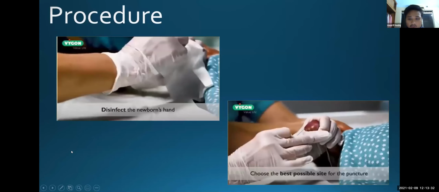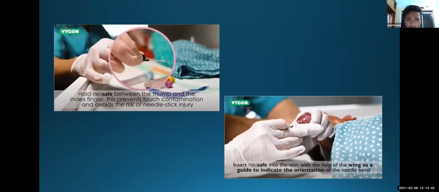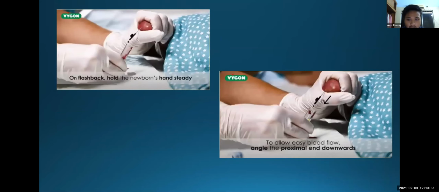Okay. So this is the procedure that I've cut from the video, step by step. Start with disinfecting the hand, and then how to hold the catheter, and then until the flashback of the blood.